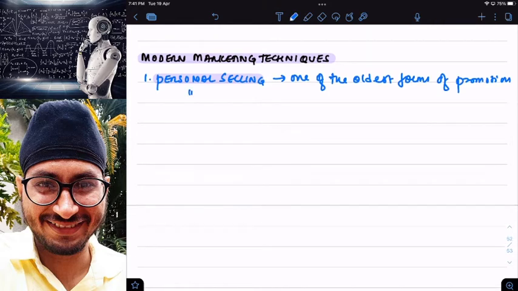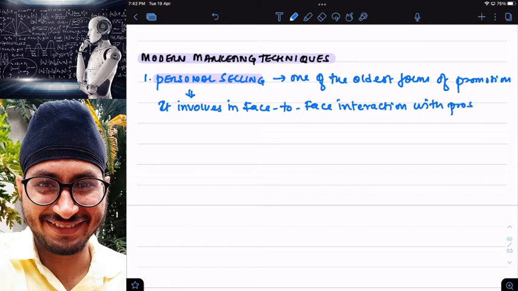Face to face interaction. It involves face to face interaction with prospective customers. Sir, when I enter a car showroom, I am not yet a customer of the car showroom. I am a prospective customer because I am planning to buy a car in the near future.